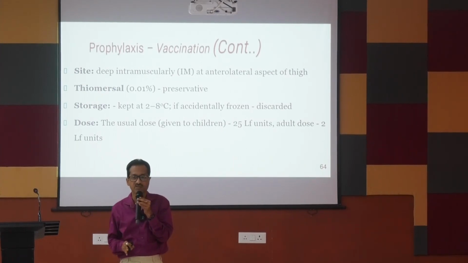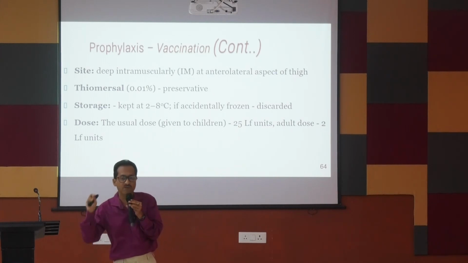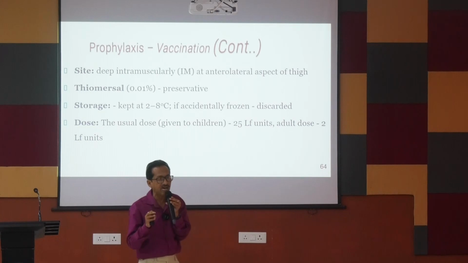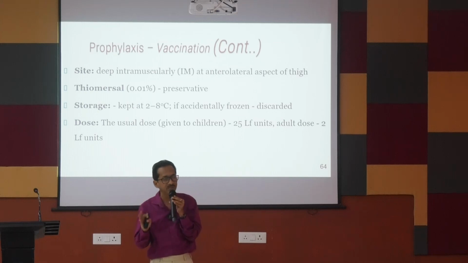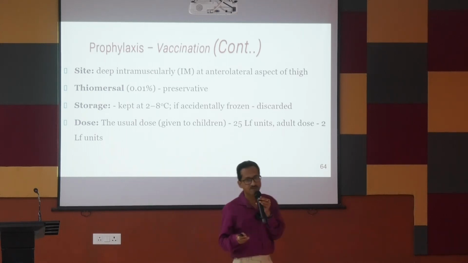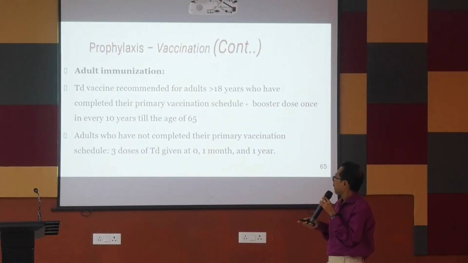Why is it not given in the gluteal region? Presence of fat will inhibit the absorption of the vaccine. So always give either in the upper arm or the anterolateral aspect of the thigh. Don't give the DPT vaccine in the gluteal region, because the presence of fat will decrease the absorption of the vaccine. The unit is 25 LF units for children, but when you give it in an adult, 2 LF units of vaccine is added. TD is recommended for adults above 18 years.